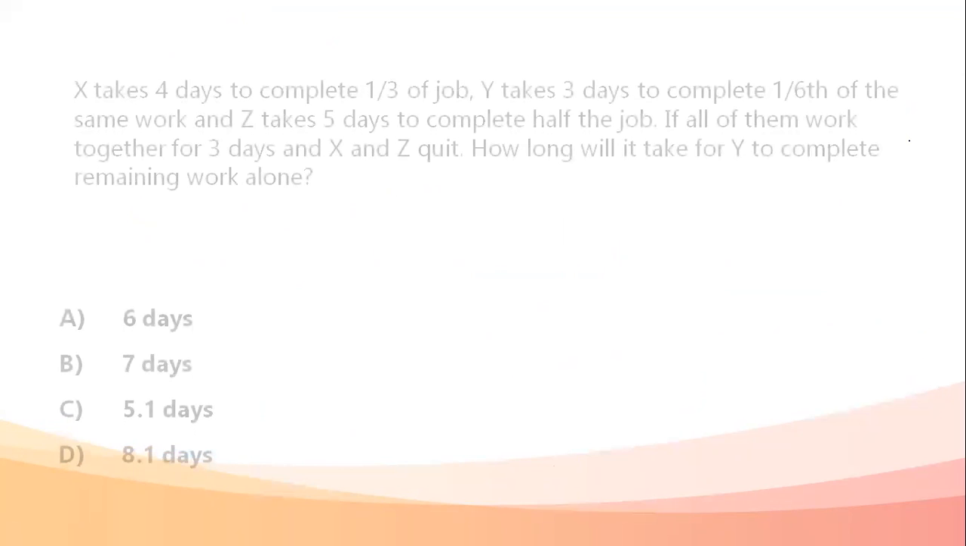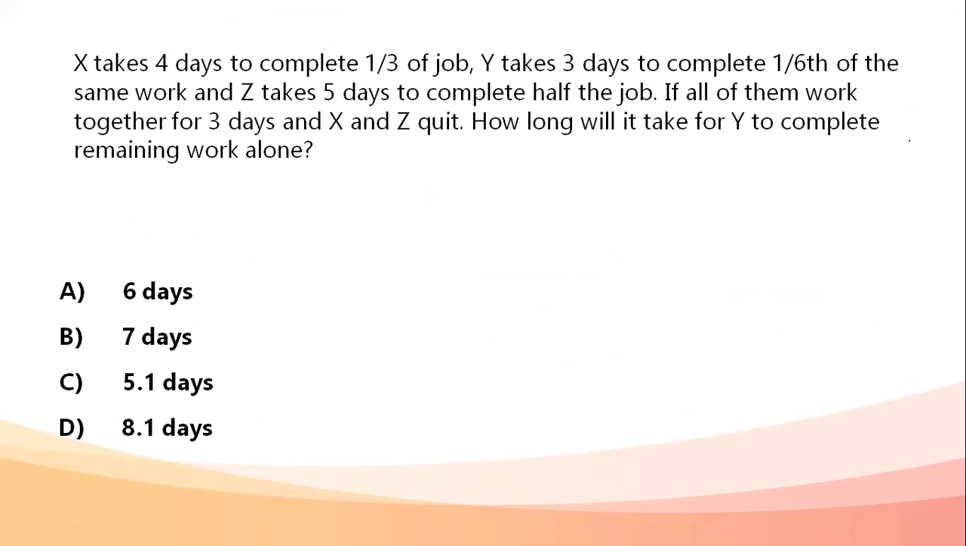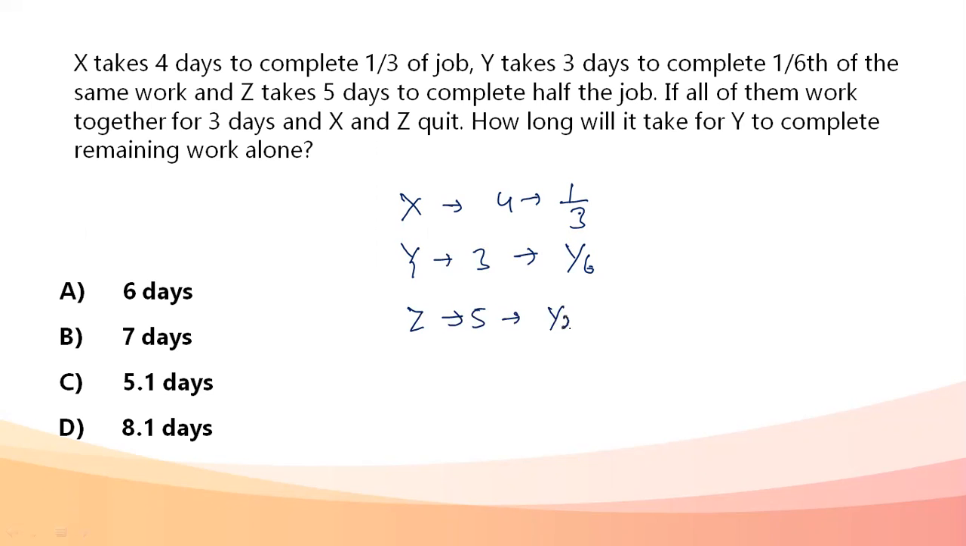Okay, next question. X takes 4 days to complete one third of the job. Y takes 3 days to complete one sixth of the job. Z takes 5 days to do half the job. If all of them work together for 3 days and X and Z quit, how long would it take for Y to complete the remaining work?